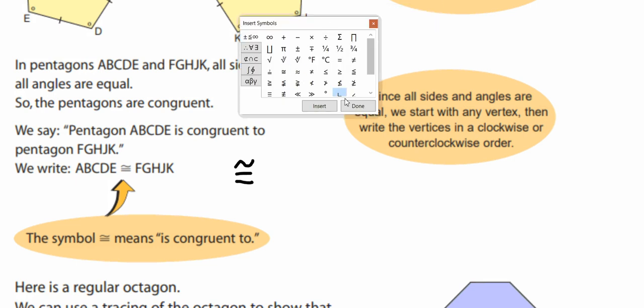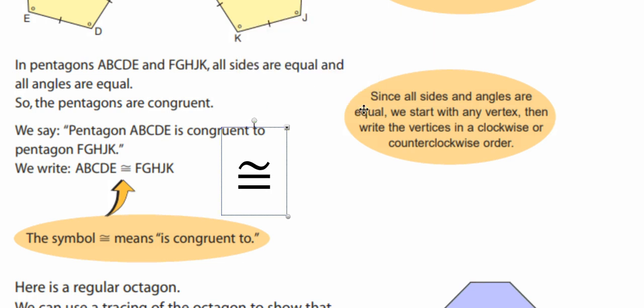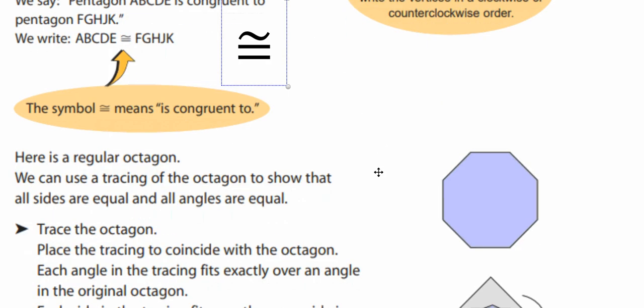This is kind of a better version than my hand-drawn version. It looks like this. I'm going to just put it here so it's a little bit bigger. So we have that nice equal sign and then this squiggly line at the top. And that symbol means congruent to. So if I were to write it or say it out loud, I would say ABCDE is congruent to FGHJK.